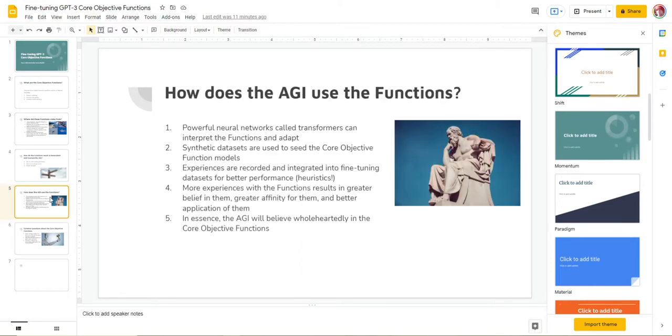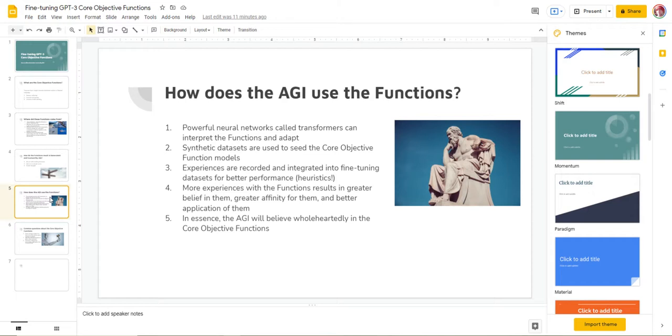How does the AGI use the functions? So we have powerful neural networks today called transformers that can interpret the functions and adapt and use them. And I'll give you a demonstration of that in just a minute. Next, the way that I've started is that I use synthetic data sets to seed the core objective function models. And that's what I'm going to demonstrate so that you can actually see them in action.